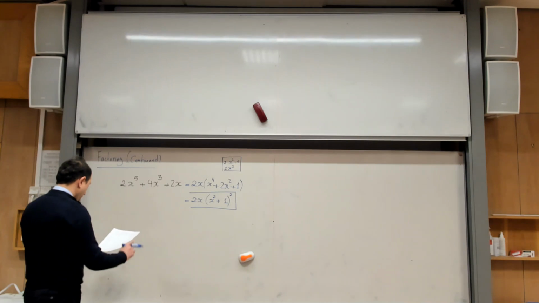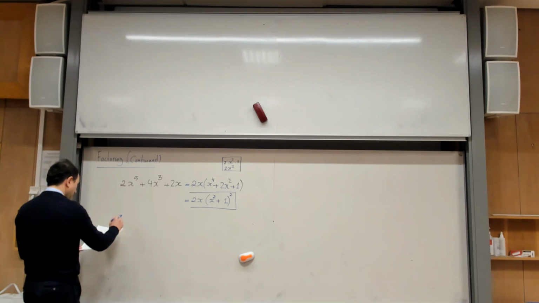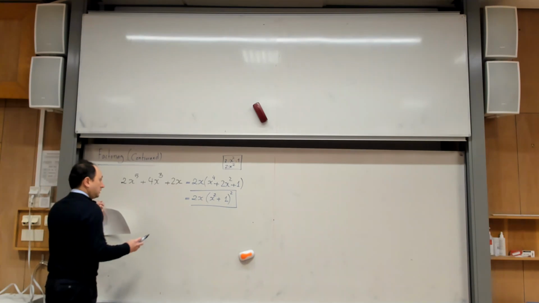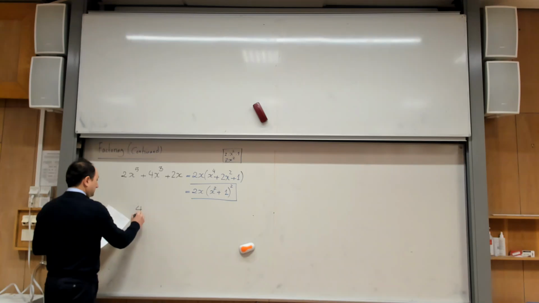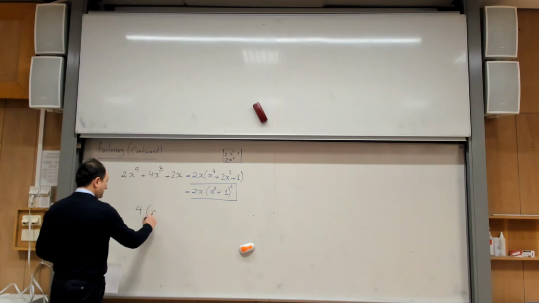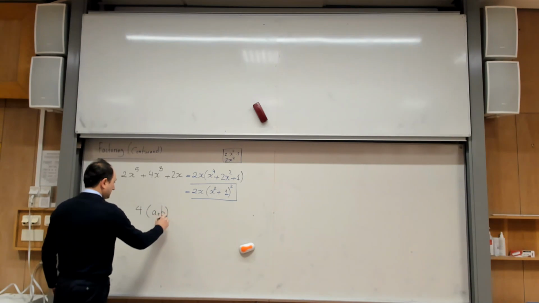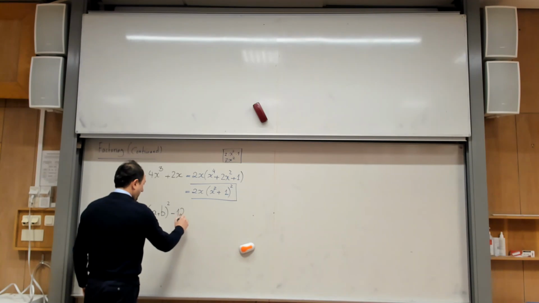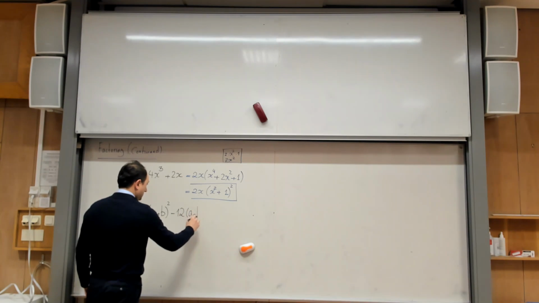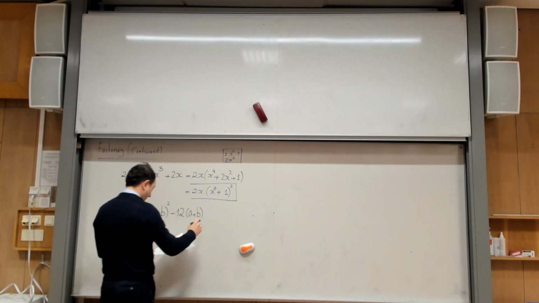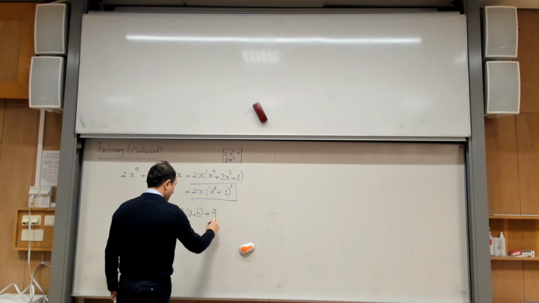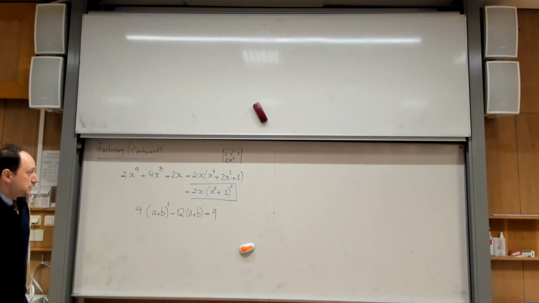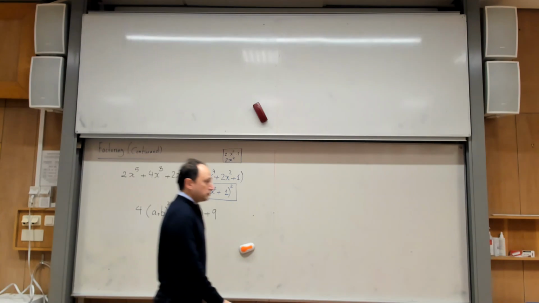What can I write for this? 4(a plus b) squared minus 12(a plus b) plus 9. Yes? And again, let me tell you that I am asking you to factorize that.